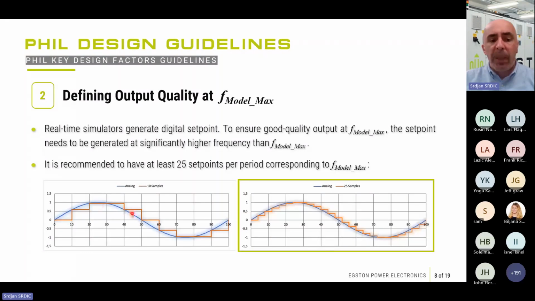In this case, you can see that if we have 10 samples, the representation of the analog signal, which is the blue one, is the red one with the 10 samples. It's very, very poor. It's much better if you, for example, have 25 samples per period. So for this kind of evaluation, we would assume that we are going with 25 set points per period of the corresponding signal. You can also choose 50 or more, but 25 can be a good measure.